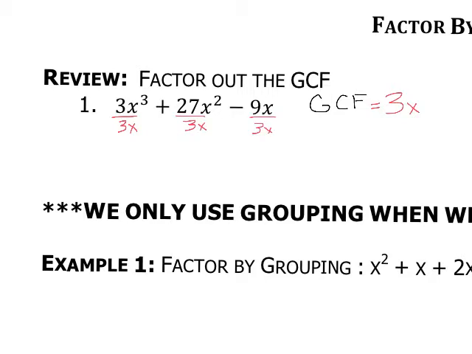Remember, and this is super important, guys, because today builds completely 100% off of this. When I factor out that GCF, it needs to come out in front of my parentheses, and then whatever's left goes inside. So 3x to the third divided by 3x is just x squared. 27 divided by 3 is plus 9. X squared divided by x is x. Negative 9 divided by 3 is negative 3, and the x's cancel. Okay, questions there?